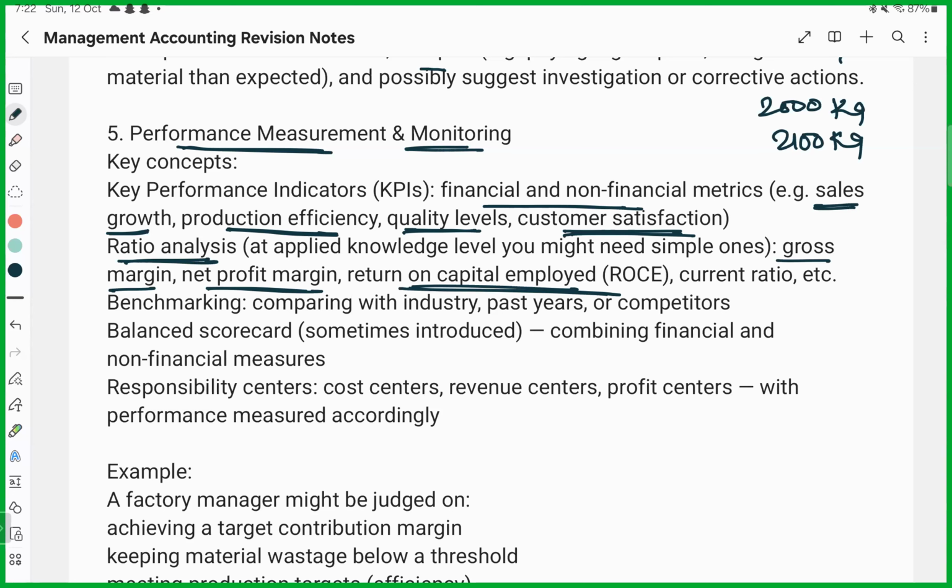Or I can evaluate my performance on the basis of benchmarking, where I compare my performance with the standard industry, with the industry in which I'm operating, with my own past year performances, or with my competitors. I may also evaluate my performance based on the balanced scorecard.